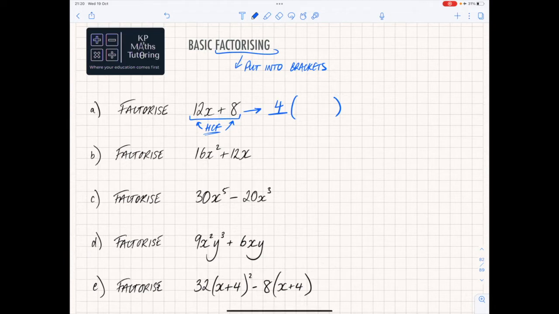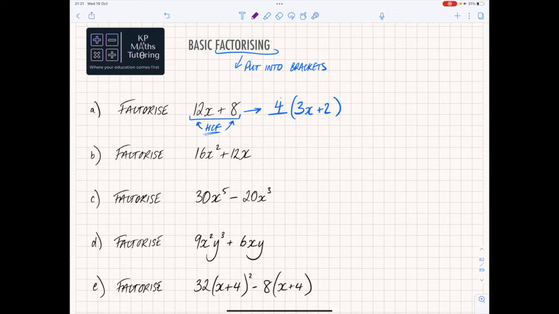Then what you're looking at is, how do I get 4 to 12x? Well, in order to get 4 to 12, I times it by 3. And then how do I get the x? Well, it's got to be multiplied by 3x. So 4 times by 3x gives me 12x. And then you're thinking, how do I get 4 to 8? Well, I times it by 2.